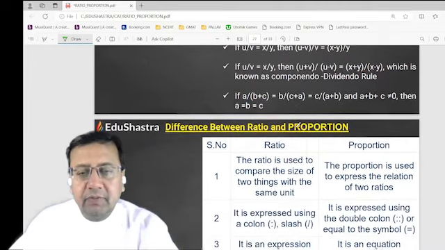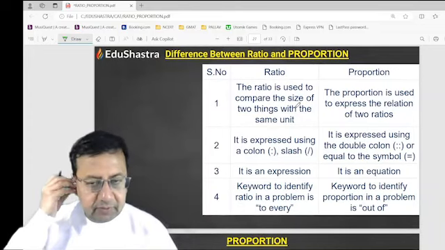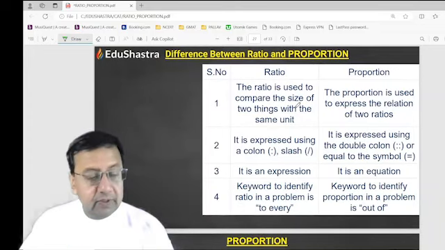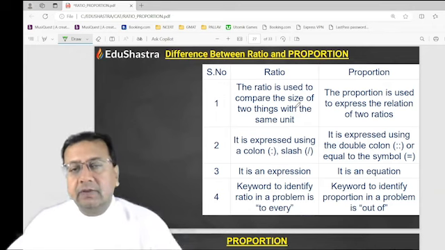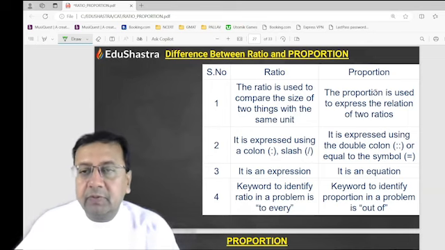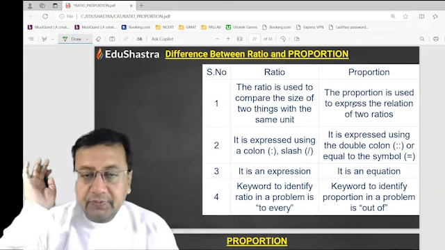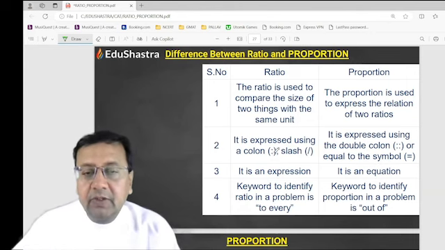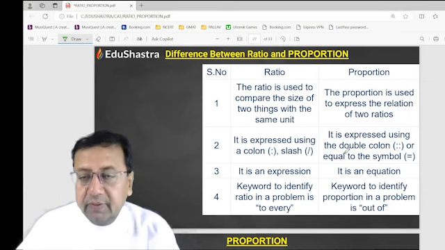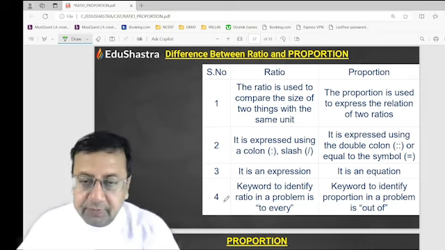Okay, so first let's see the difference, right? Because we have these two different terms, they have different meanings. Ratio is used to compare the size of two things with the same unit. Proportion is used to express the relation, because proportion is an equality of two ratios. A ratio is expressed with a colon sign or a slash sign, and a proportion with a double colon or an equal sign, right? Ratio is an expression and proportion is an equation.